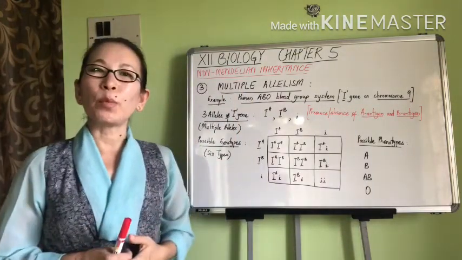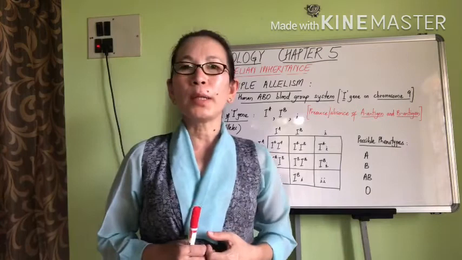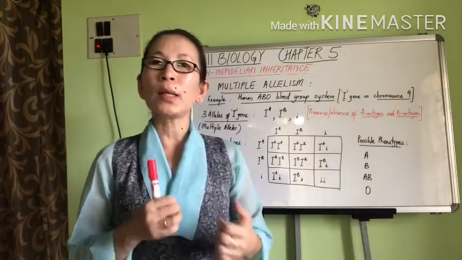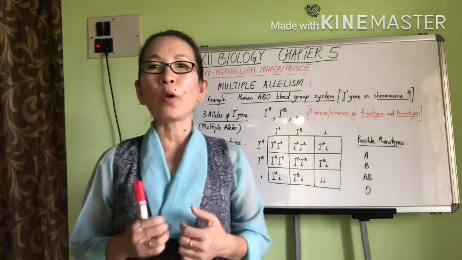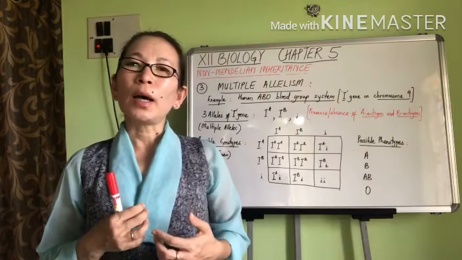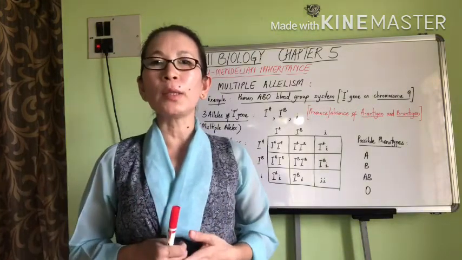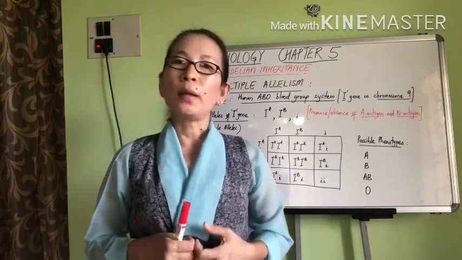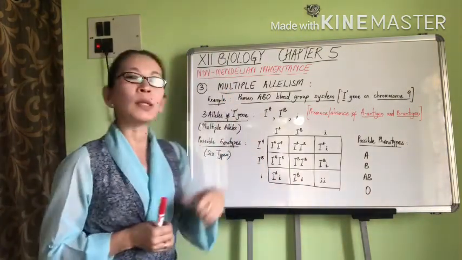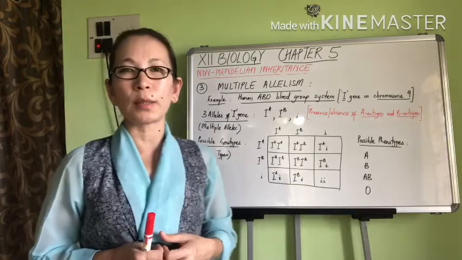So as Mendel proposed, each trait is controlled by a pair of factors. That is to say, each gene is controlled by a pair of alleles. But now what we understand is, in an organism, we have many genes that are controlled by more than a pair of alleles. And one such example is the human ABO blood group system.